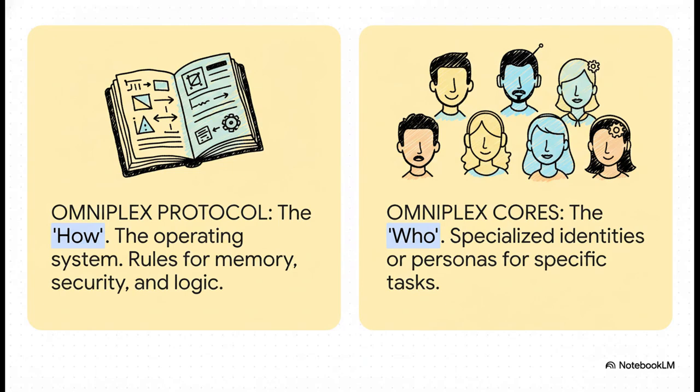And this is a really crucial difference to get. The protocol is the how. It's the OS, the rulebook that everything has to follow. But the cores, they're the who. They are these specialized AI personalities built to do specific jobs. So you've got the rulebook, and then you've got the team of players.